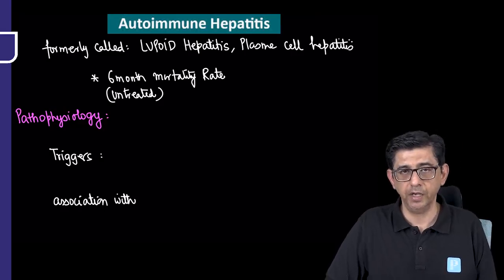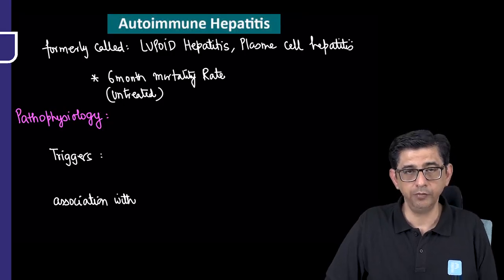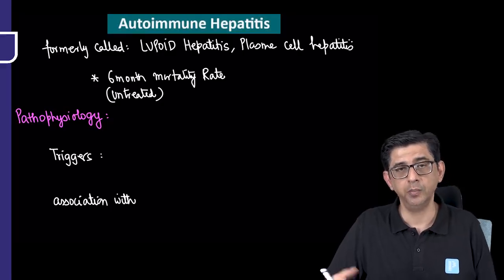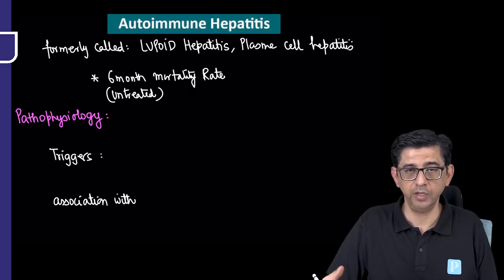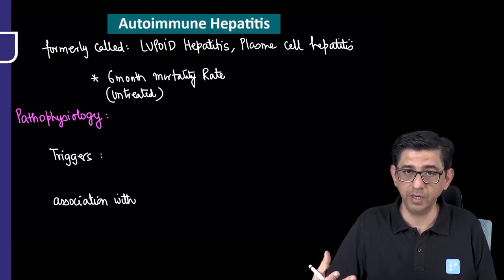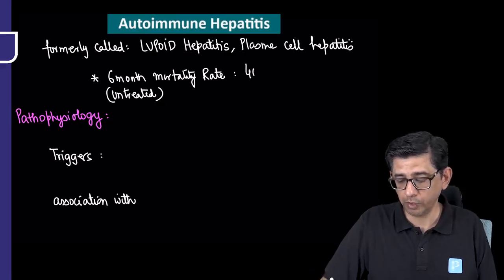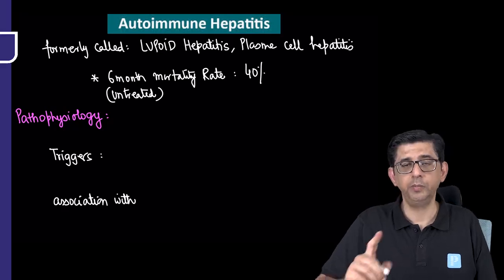be present. As far as the 6-month mortality rate for this condition is concerned, though it is amenable to treatment with steroids and azathioprine, if it is untreated, undiagnosed, unrecognized, then the mortality rate can be a huge 40%. Contrast that with hepatitis B.